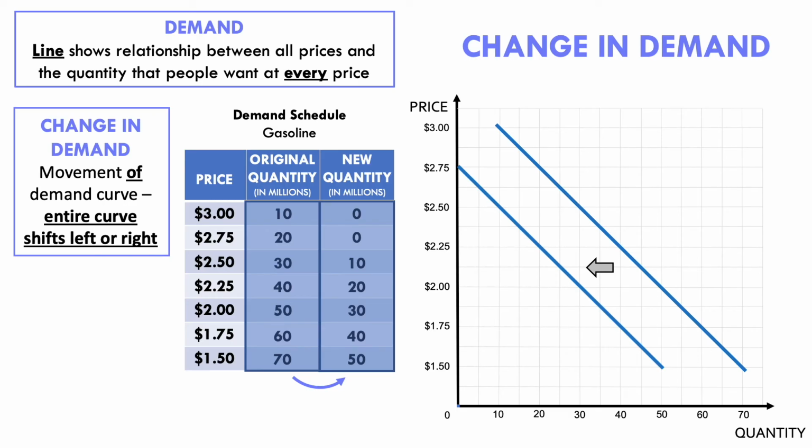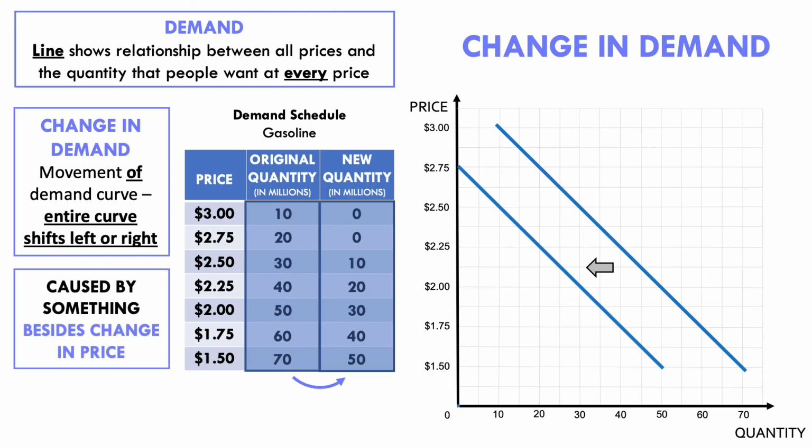Essentially, we had two different sets of coordinates that we plotted. One formed one line, one formed the other. Going from our old set of quantities to our new set of quantities, we have an entire new line. And our line has shifted, or moved, from the old one to the new one.